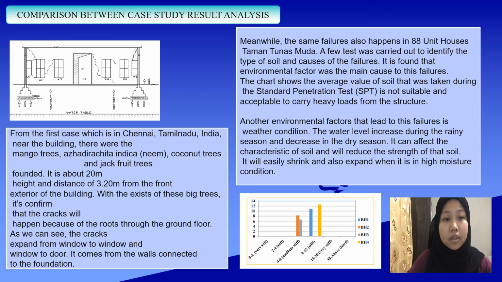Another environmental factor that leads to these failures is weather condition. The water level increased during the rainy season and decreased in the dry season. It can affect the characteristic of soil and will reduce the strength of that soil. It will easily shrink and also expand when it is in high moisture condition.